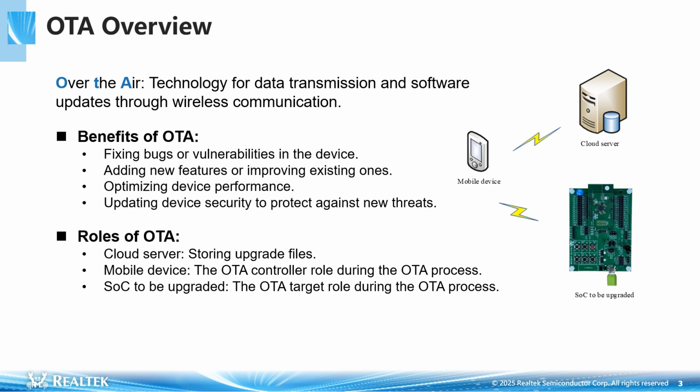The OTA process involves multiple roles, each playing a critical role in the update cycle. First is the cloud server, which is responsible for storing the upgrade files. Next are the mobile devices, which initiate the upgrade instructions and manage the update progress. Finally, there is the target device, namely the SoC end, which receives and executes the updates.